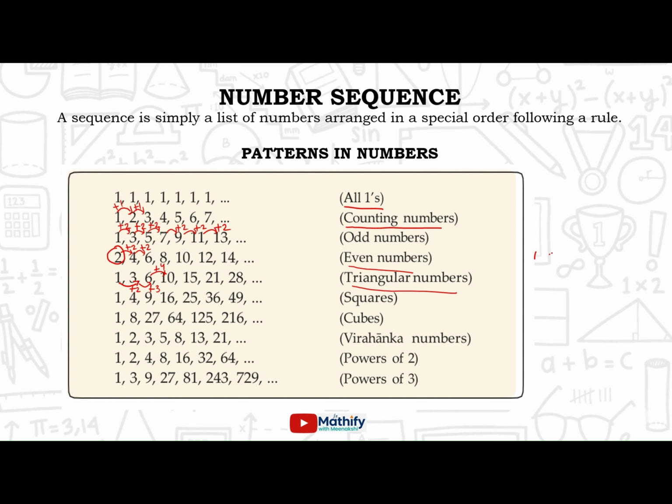Like if you write the counting numbers like this, and so on. In the first step we are just writing 1. In the second step we are adding 1 and 2, that's 3. In the third we are adding 1 plus 2 plus 3, that is 6. In the fourth we are adding 1 plus 2 plus 3 plus 4 and so on. So this is also known as adding up counting numbers.